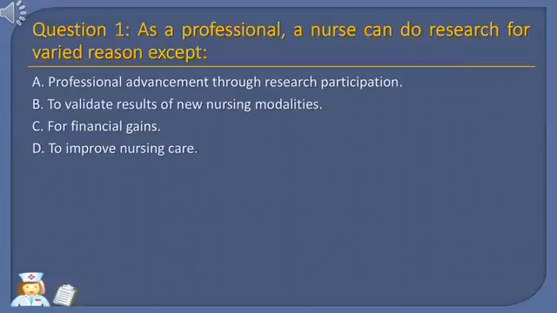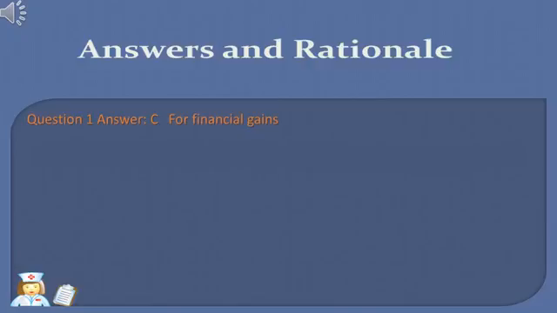Question 1. As a professional, a nurse can do research for varied reasons except A. Professional advancement through research participation. B. To validate results of new nursing modalities. C. For financial gains. D. To improve nursing care. Question 1 answer. C. For financial gains.